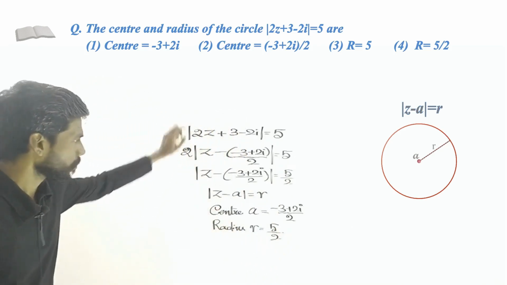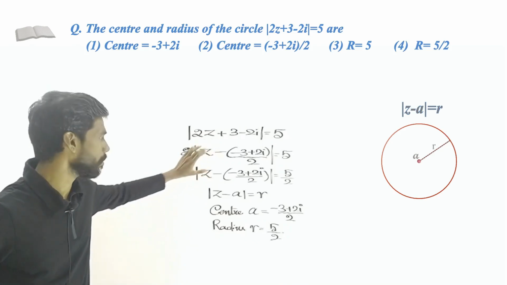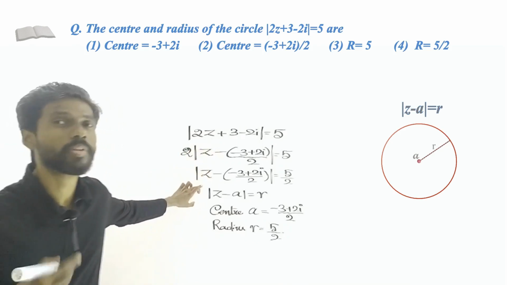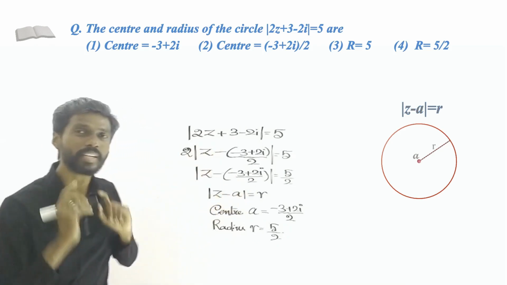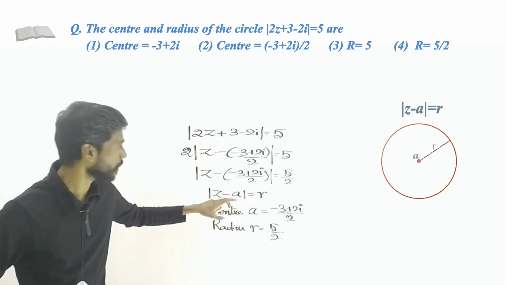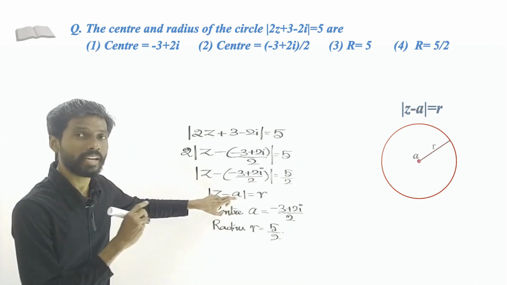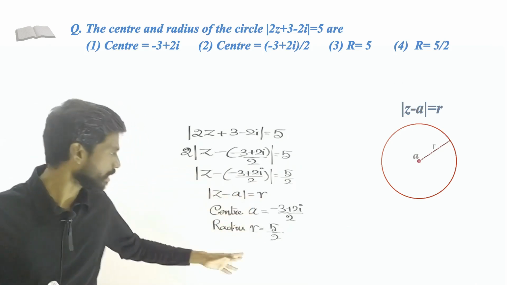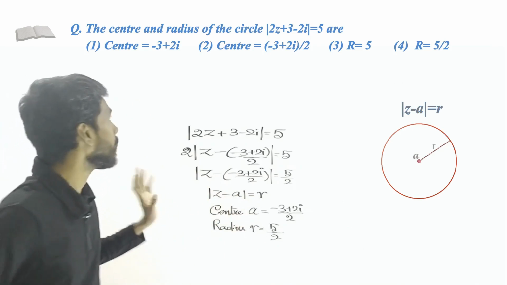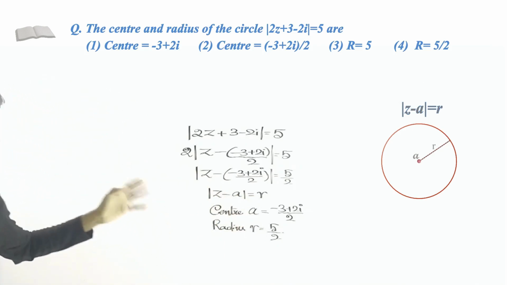See, when the equation of a circle can be written in this form, there are many other forms of equations of circle, but this is the simplest one. Modulus of z minus a equal to r. We can directly write the equation of the circle. Then we can write the center directly as a and the radius r, right? So that is the answer. R is 5 by 2 and the center is minus 3 plus 2i by 2. Okay.